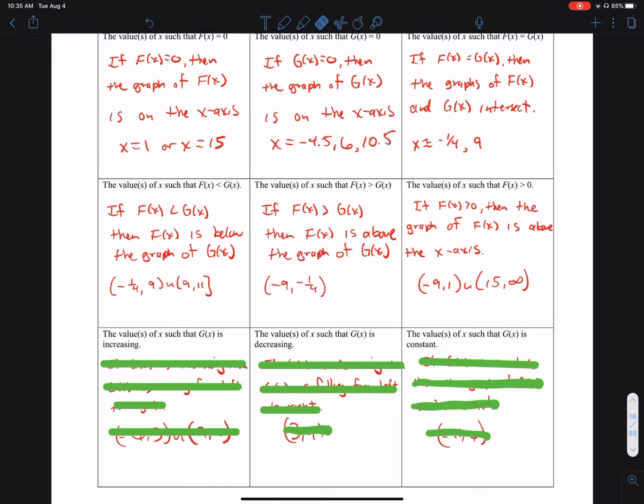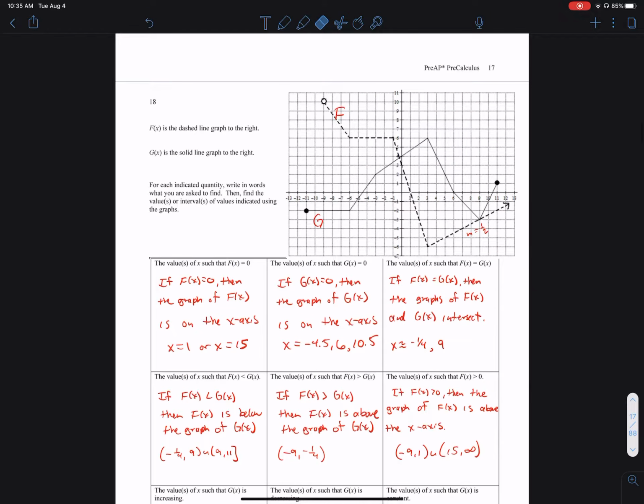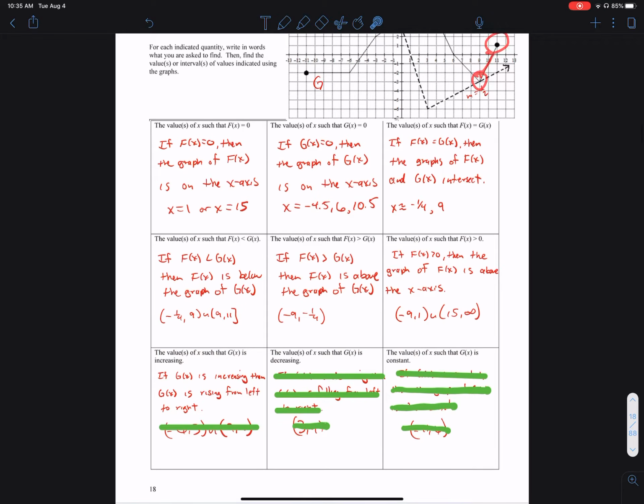The value of x such that g of x is increasing. If g of x is increasing, then g of x is rising from left to right. G of x is rising from left to right after -6 until it gets to 3, not inclusive, and then again from 9 to 11. All of those are non-inclusive.